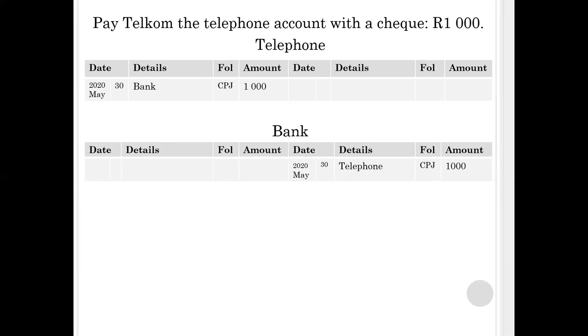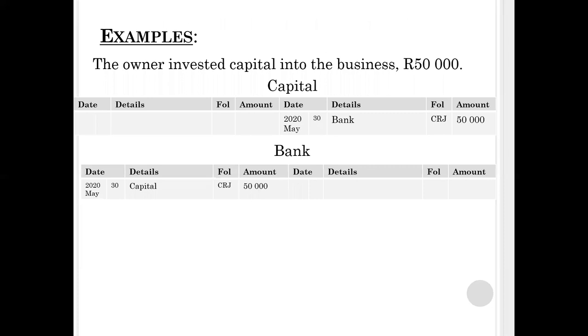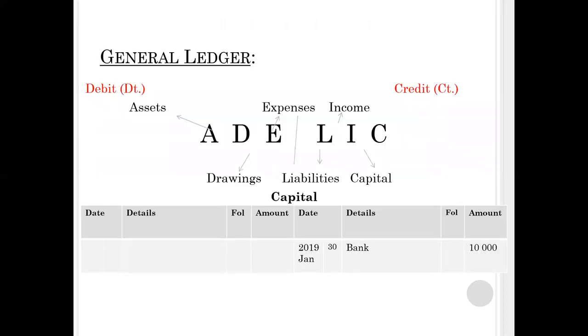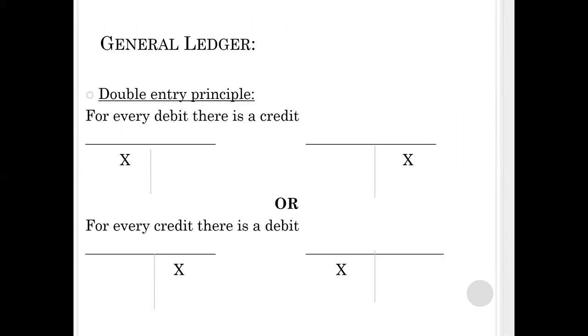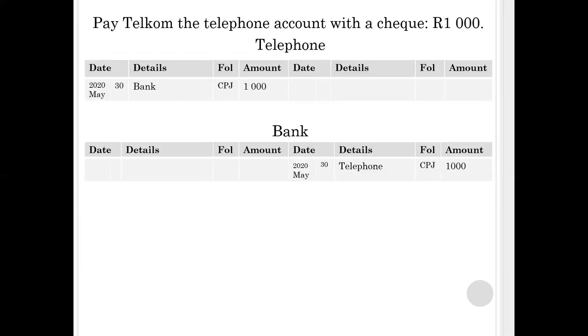Okay. Now let's go back to Lady Adelaide and see regarding telephone. What is telephone? It's an expense. And according to Lady Adelaide, expenses must be debited. Right. So let's go back. There you will see there's the entry of the telephone account on the debit side.